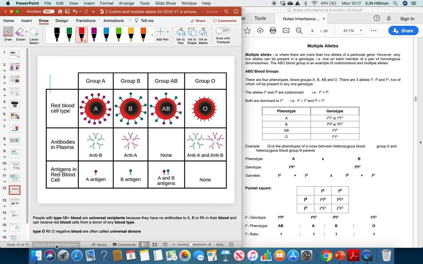So what does that actually mean? Well, an individual that is in blood group A expresses the IA allele. That allele codes for an antigen. So the A antigen is a protein on the surface of the red blood cells. And we can see it here. So blood group A possesses these A antigens on the surface of their red blood cells. At the same time, in their plasma, they will have an antibody to the B antigen, and we call this anti-B antibody.